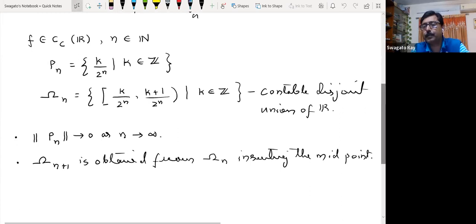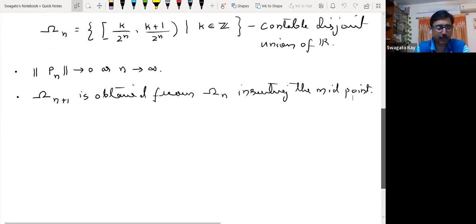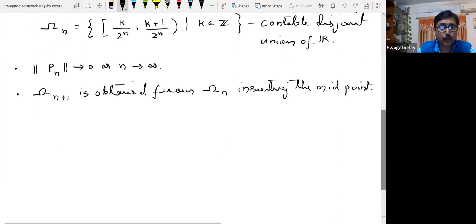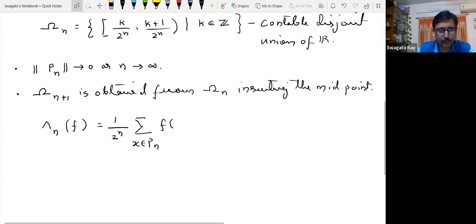Okay. And now I define my positive linear function, which depends on n. So I define lambda n f to be simply 1 by 2 to the power n summation over x in Pn of f(x). Even without understanding what this sum actually means, let's quickly check whether this sum makes sense. Why does this sum make sense?